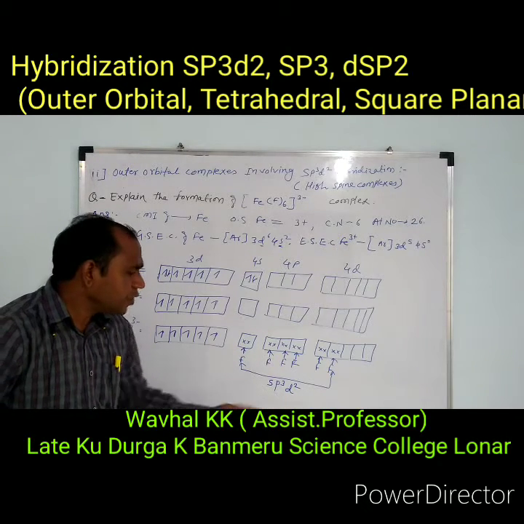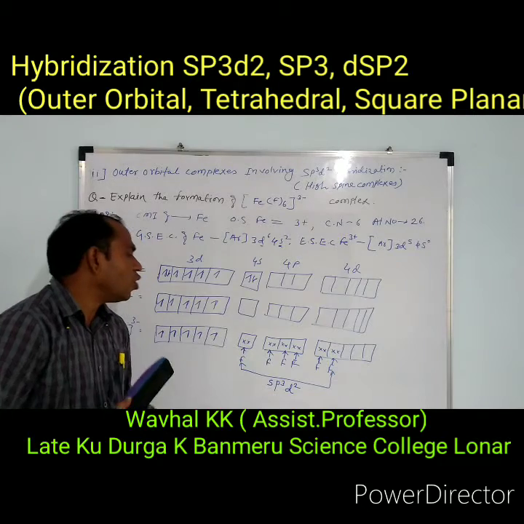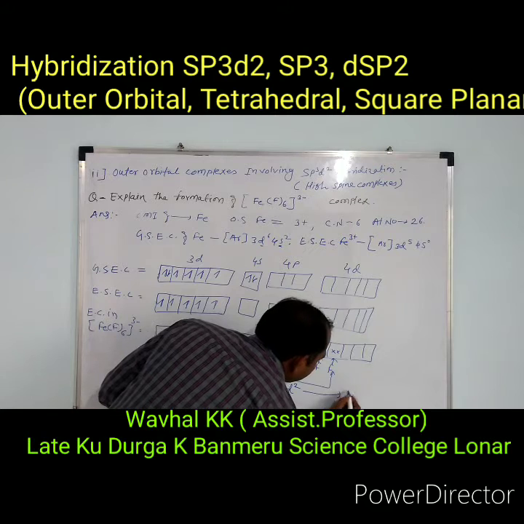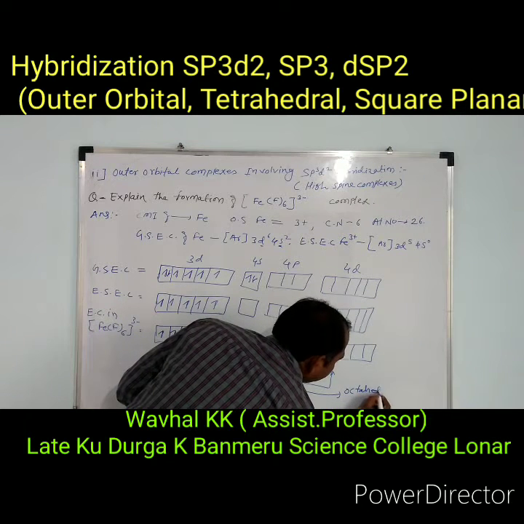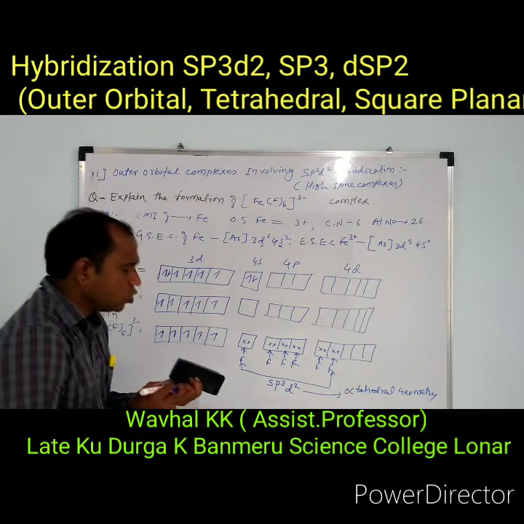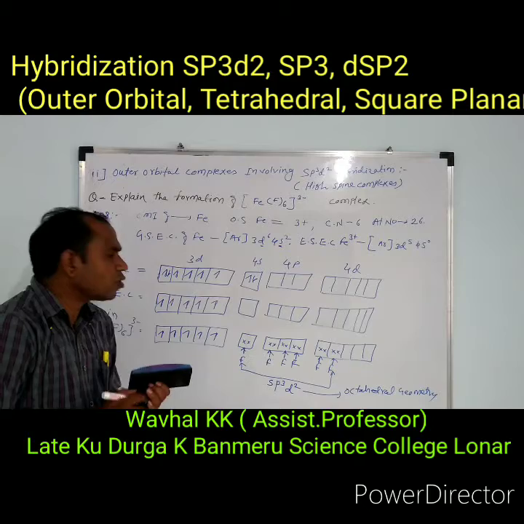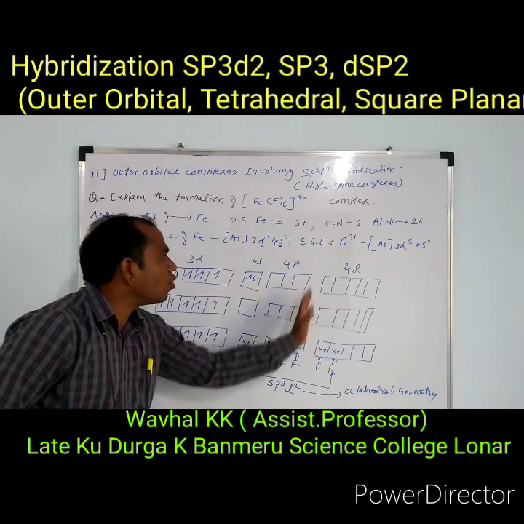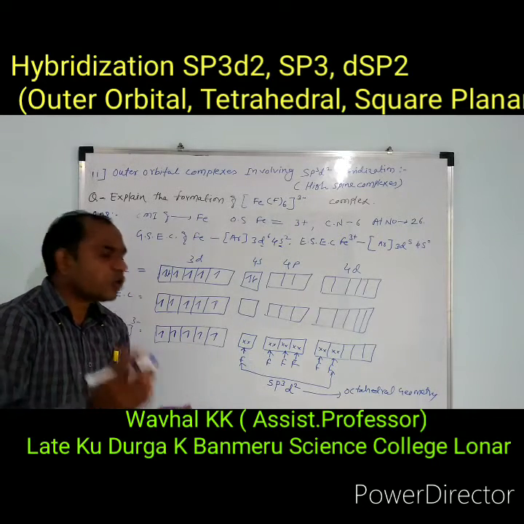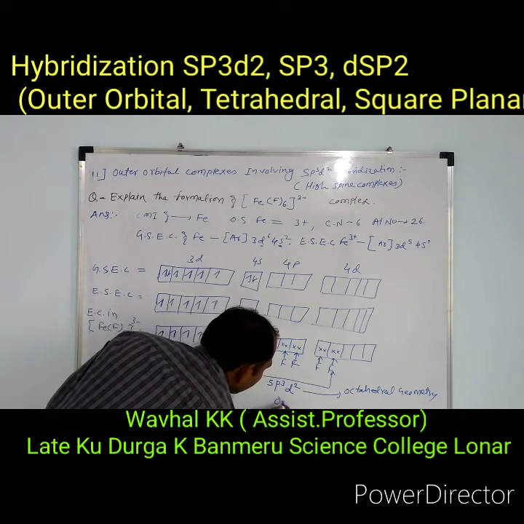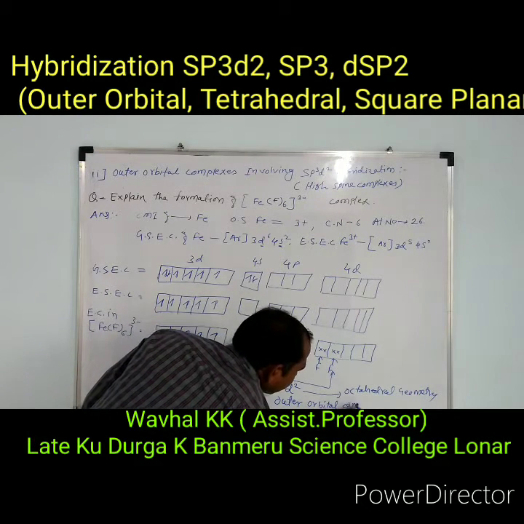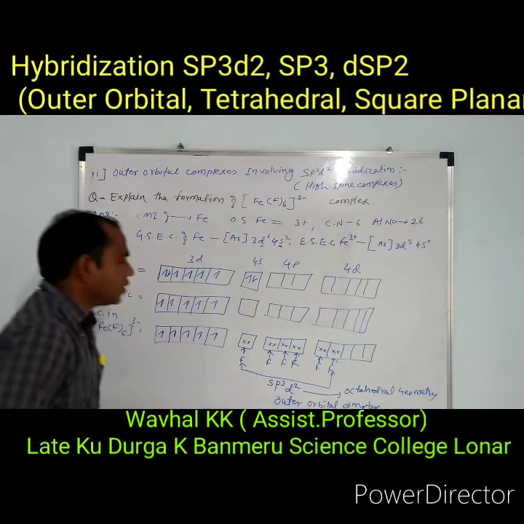If the hybridization of the molecule is sp3d2, then it acquires octahedral geometry. In these complexes, the outer d orbital, the 4d orbital, is involved in the hybridization. Hence, it is called the outer orbital complex.